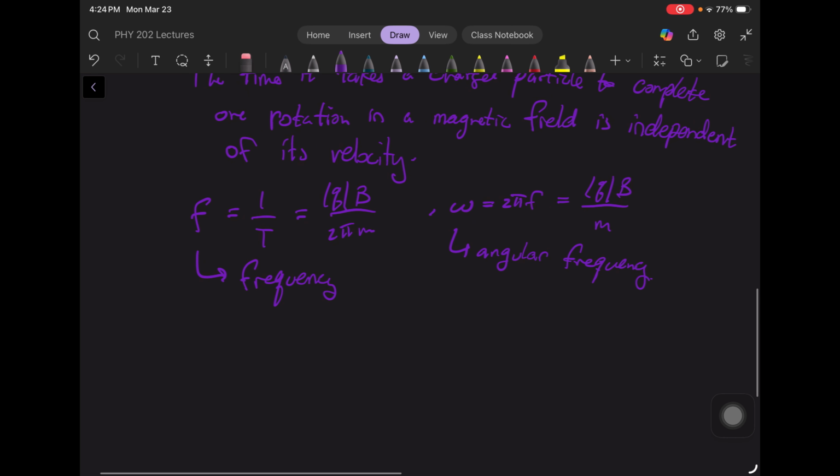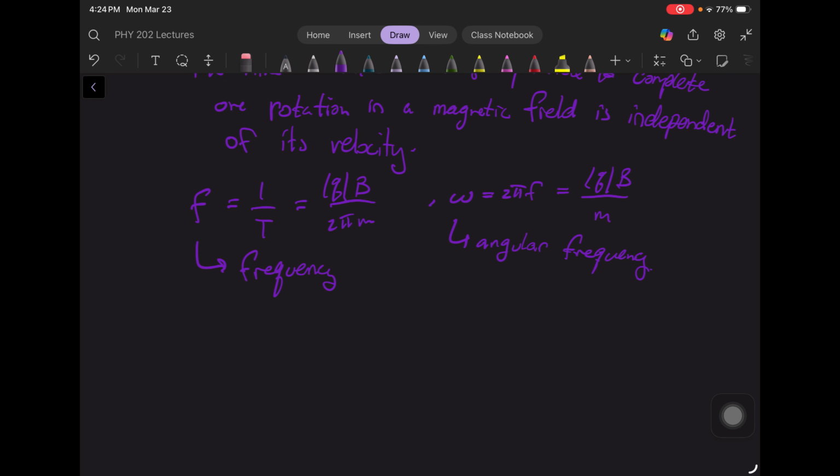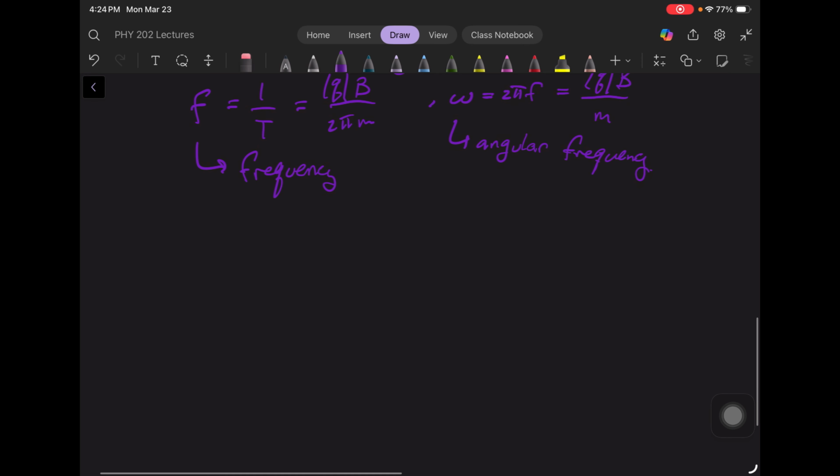Okay, and so that's all fine and good. And so this was kind of a special case in that if our magnetic field is going in or out of the board and our charged particle had some velocity, that's going to bring it in a circle.